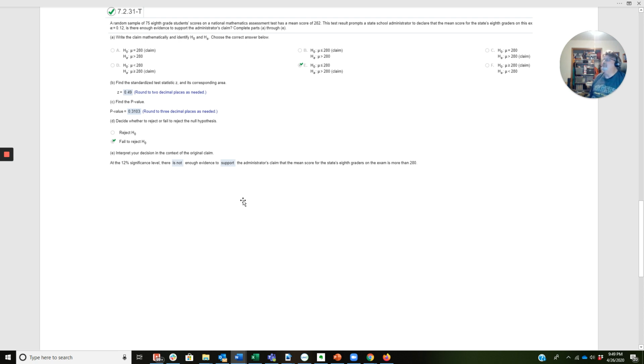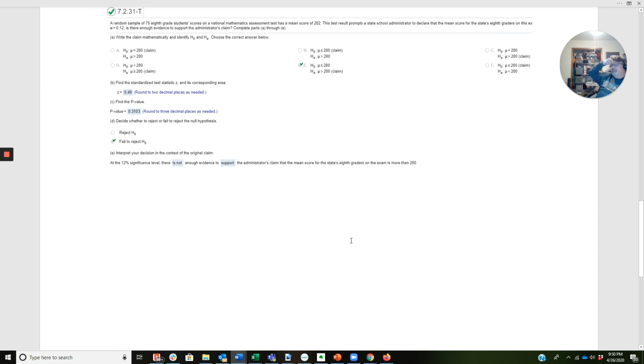So how do we interpret that decision? At the 12% significance level, there is not enough evidence to support the administrator's claim. Since we failed to reject the null hypothesis, we do not have enough evidence to support the administrator's claim, because if you remember, the administrator's claim was in the alternative hypothesis. So we would have needed to reject the null hypothesis to be able to support the administrator's claim. So again, the decision is at the 12% significance level, there is not enough evidence to support the administrator's claim that the mean score for the state's 8th graders on the exam is more than 280.